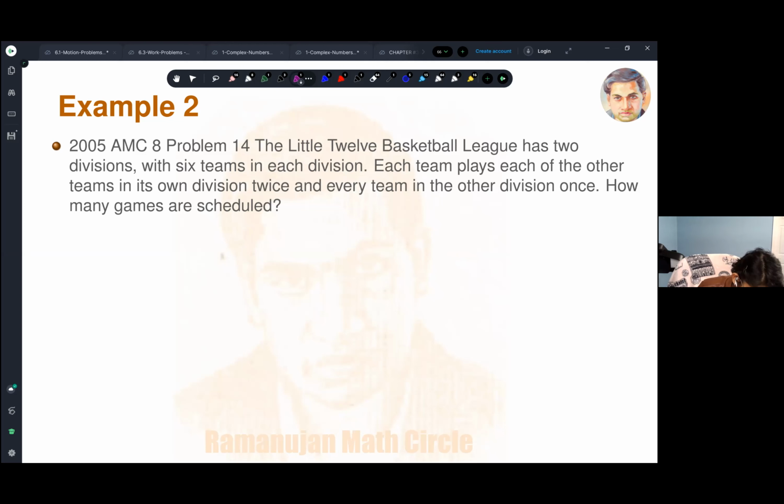So the next question is: the Little 12 basketball league has 2 divisions with 6 teams in each division. Each team plays each of the other teams in its own division twice, and every team in the other division once. How many games are scheduled? So I'll give you some time to solve it, and then we'll come back and discuss.